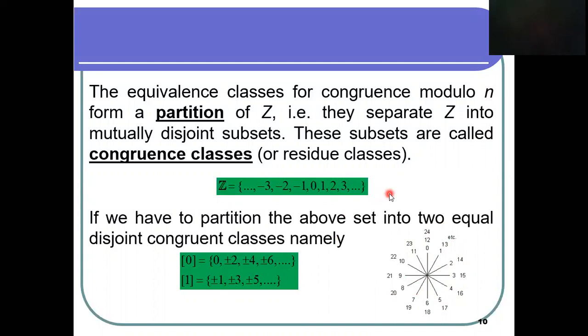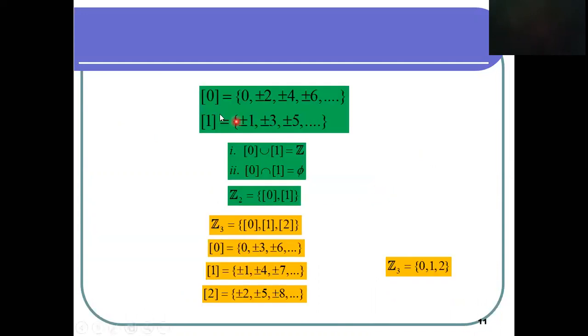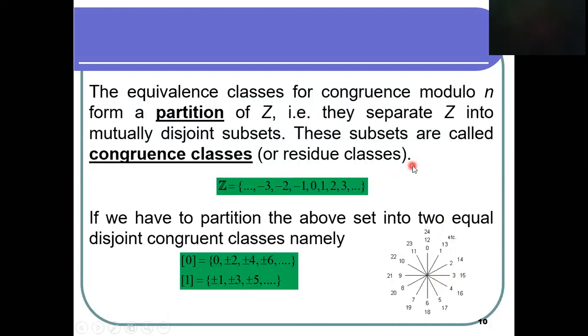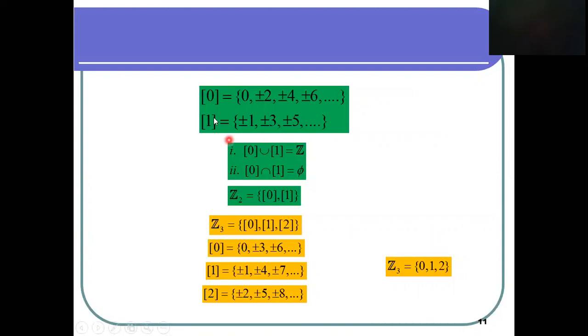So here these are the zero class and the one class. As I told you in my previous slide, the modulo class is partitioning the set of integers. If you take the union of the zero class and one class, it will give you the whole set of integers, and if you take the intersection, it will give you phi. This is the characteristic of a partition. So we can say these modulo classes partition the set of integers, and we call it Z2 as {0, 1}.